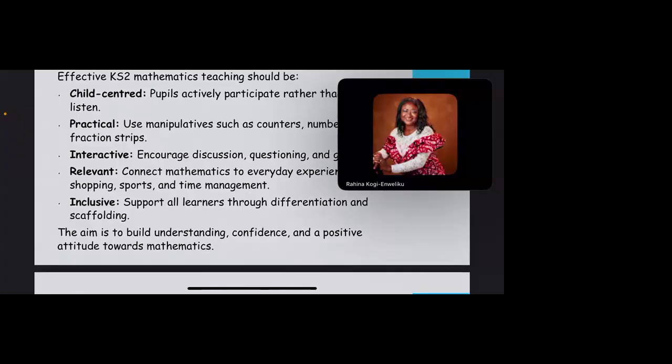And of course, it should be inclusive. You should be able to support all learners through differentiation and scaffolding. I believe we know what differentiation and scaffolding is all about. Differentiation is grouping learners based on their learning ability, okay? So that you don't have the slow learners missing out when the fast learners are catching up.